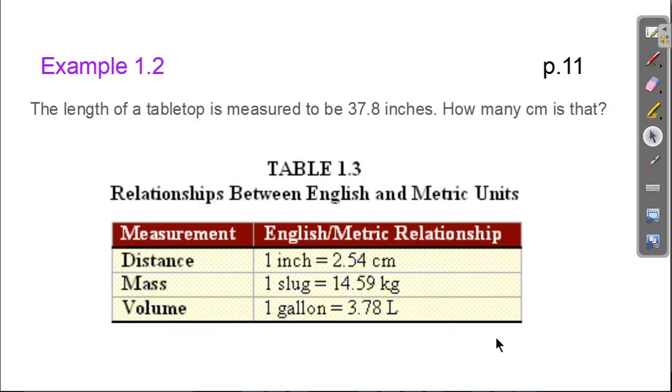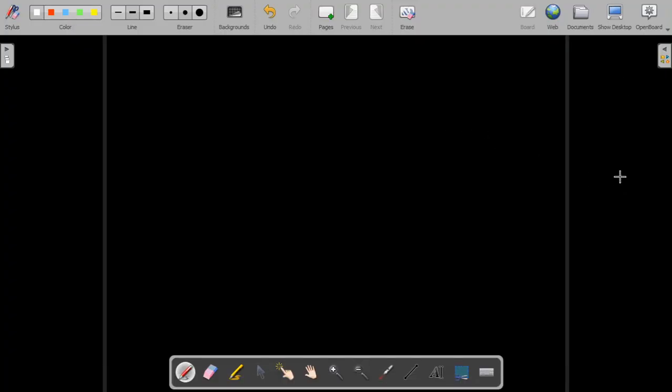Now, let's do example 1.2 to see how this is done. Okay, let's put it all together. So it says the length of a tabletop is measured to be 37.8 inches. How many centimeters is that? Always read your problems, find out what they're giving you, what they're asking. They're going to get a lot longer than these. So train yourself to read those problems.